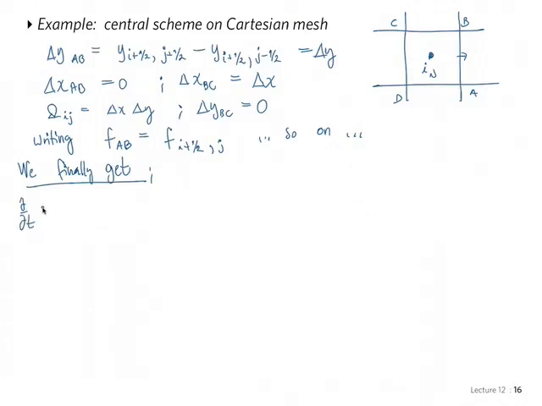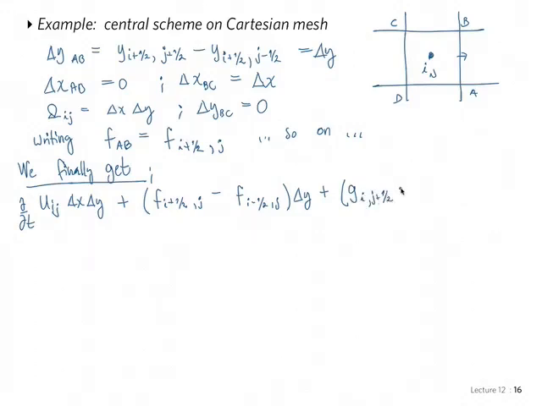d/dt of u ij times delta x delta y, plus the flux terms. We have f I plus 1/2, comma j, minus f I minus 1/2, comma j, multiplied by delta y. So here are our flux terms, one f delta y and one g delta x, and the g values are g i, comma j plus 1/2, minus g i, comma j minus 1/2, and this multiplied by delta x, equal to q ij delta x delta y.